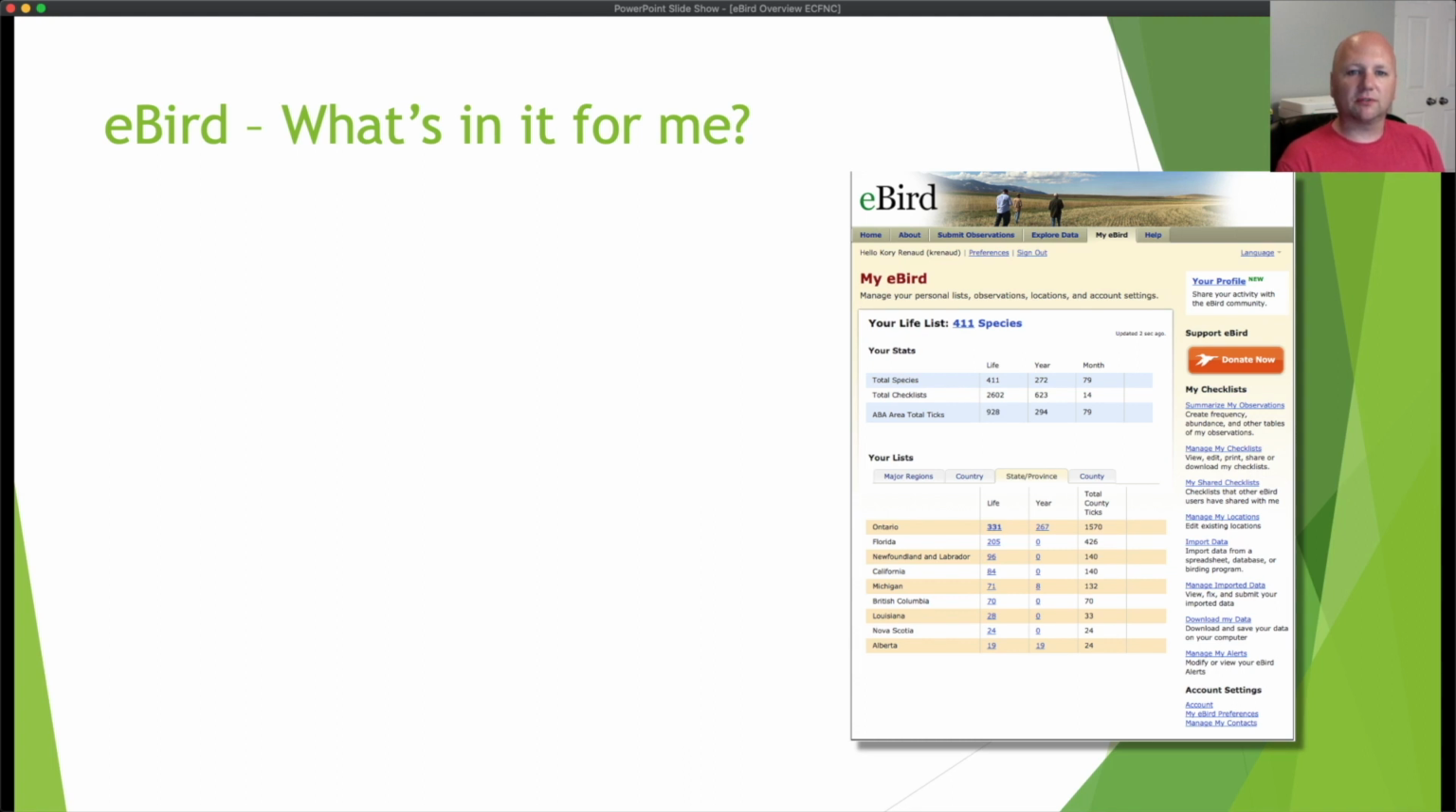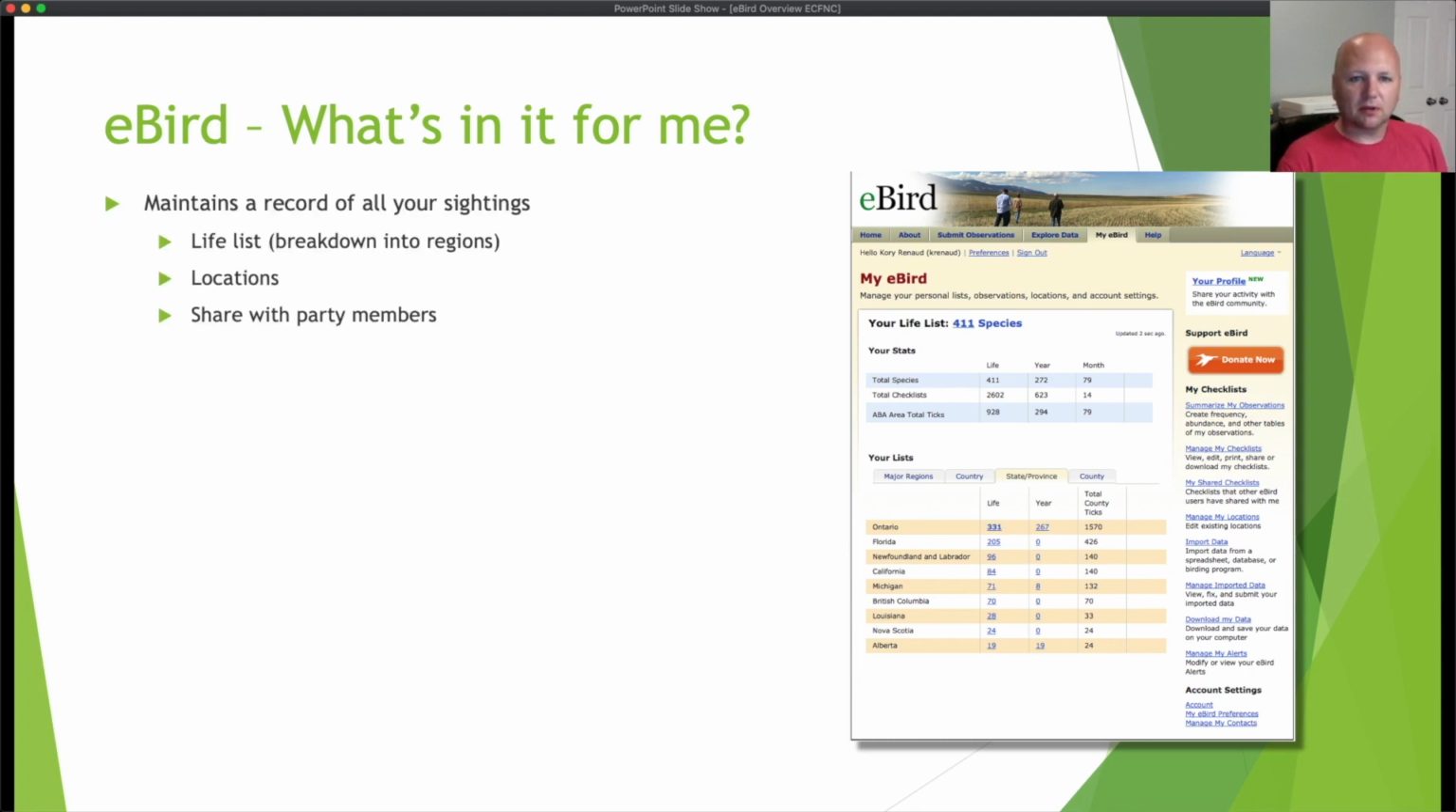So eBird, what's in it for me? eBird maintains a record of all of your sightings. Anything you submit is stored in the database and you can access it. It's also a contribution to citizen science, like I'd mentioned. It keeps track of all the birds you've seen and all the locations you've seen those birds in, and allows you to share a list with other members of your party. So if you're out birding with other people, you can share that list with them and you all get to share the same lists and keep track of everything that way.